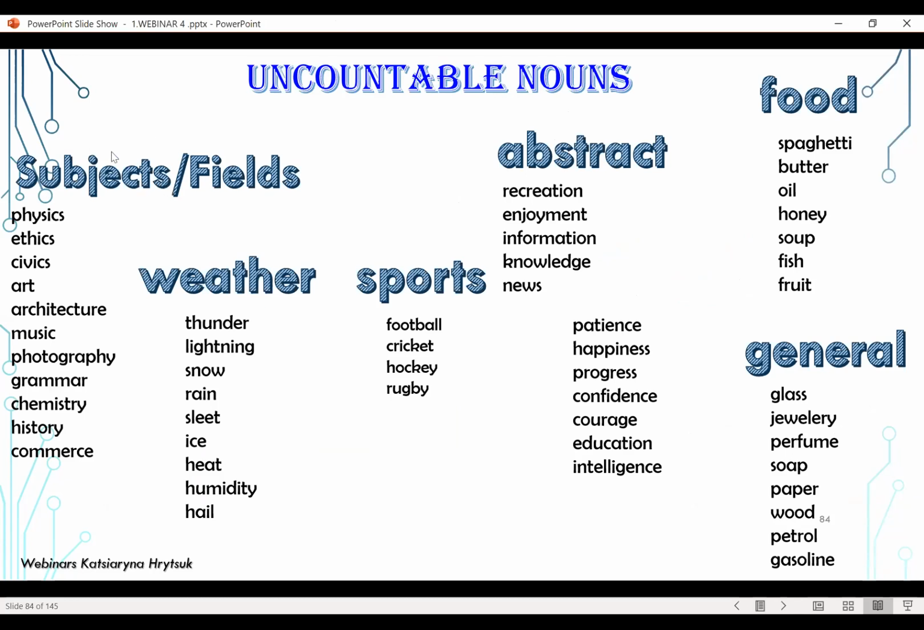Okay, so these are subjects and different fields. Physics, ethics, civics, art, even though they finish with S, they're singular. Architecture, music, photography, grammar, chemistry, history, commerce. So, about weather: thunder, lightning, snow, rain, sleet, ice, heat, humidity, hail, gravity. Okay, so weather. About sport, Emilia, can you help me to read? Football, cricket, hockey, rugby. Rugby. Okay. Hockey. Abstract now, something that we cannot touch. About feelings also. Zhenya.